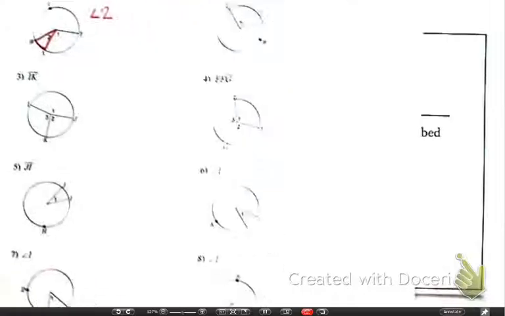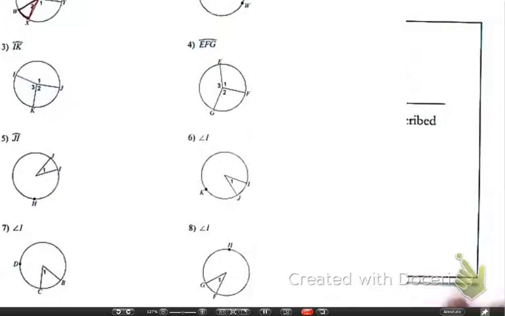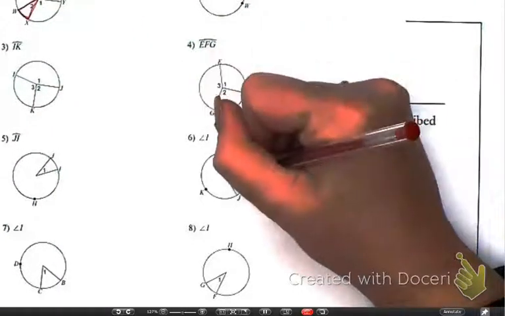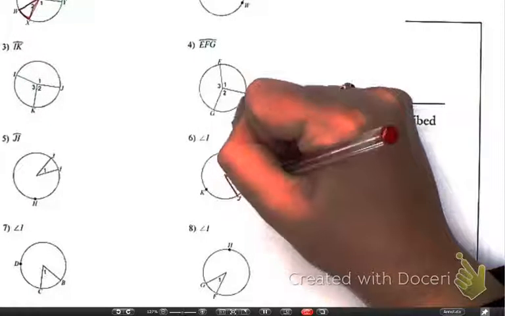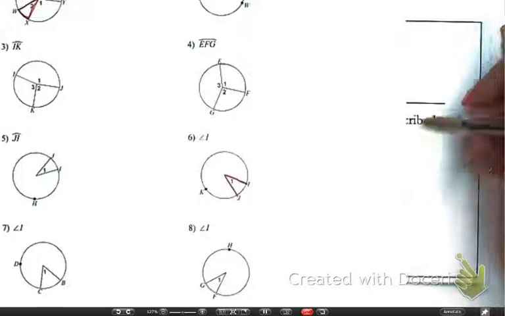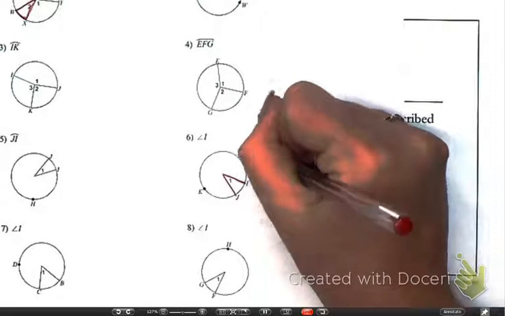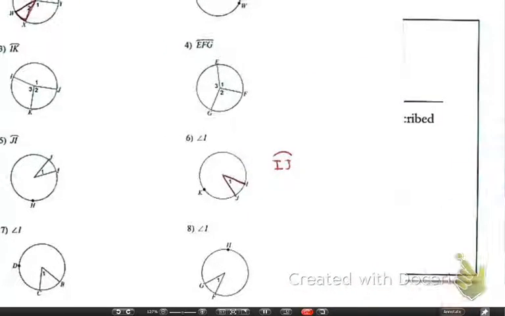Now let's look at number 6, because that one has an angle. So if we're looking at angle 1, what arc does angle 1 create? It creates arc IJ. And we're going to go clockwise. Okay, you always want to go clockwise.